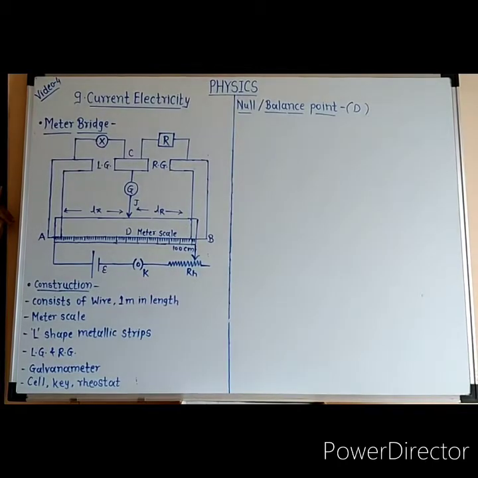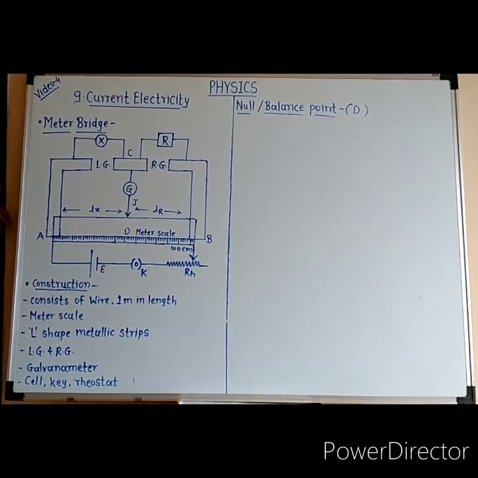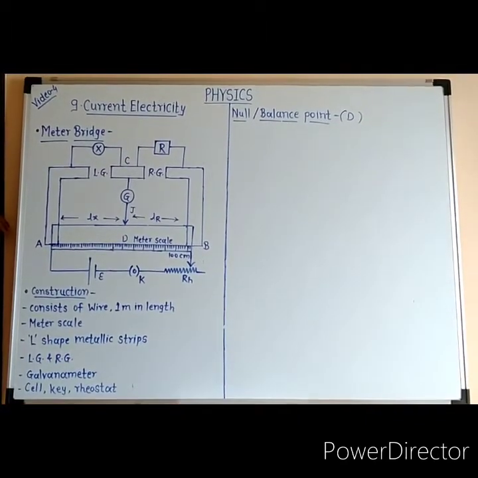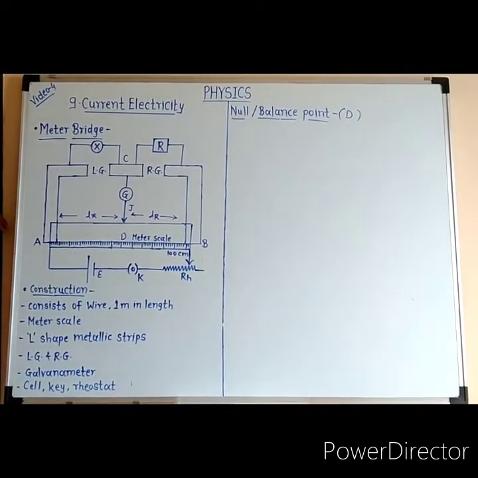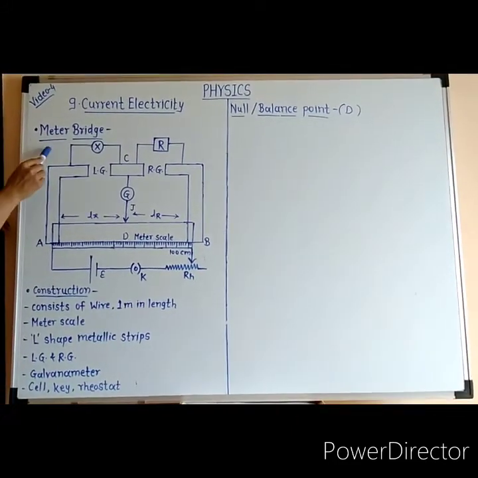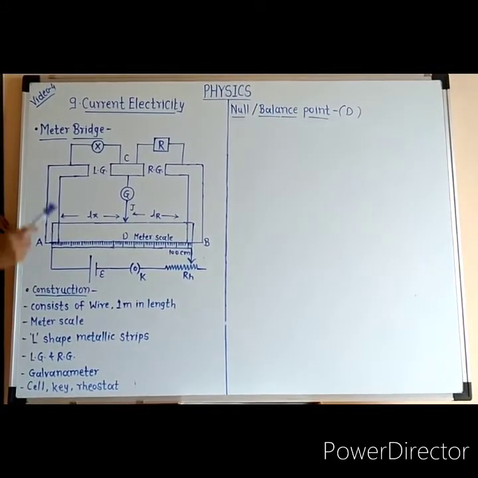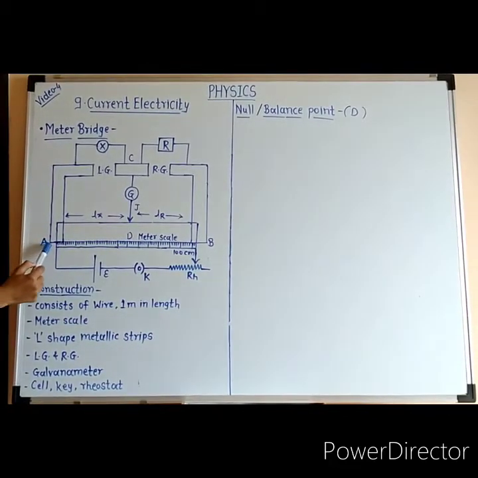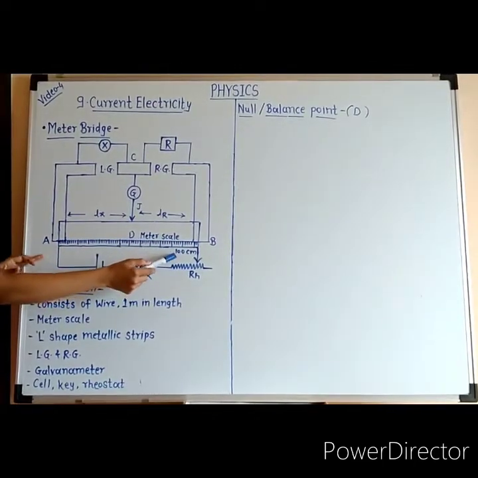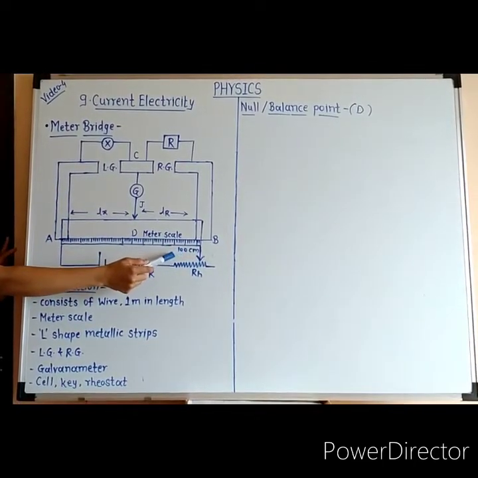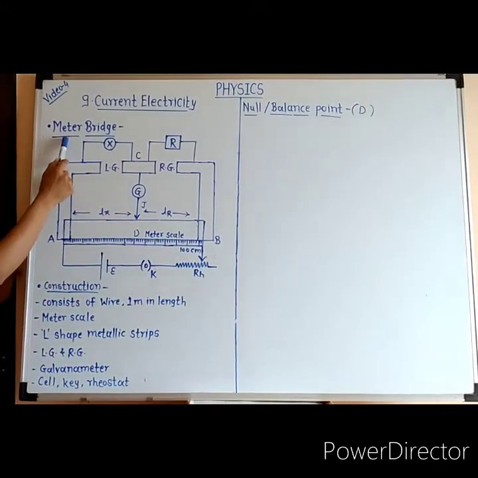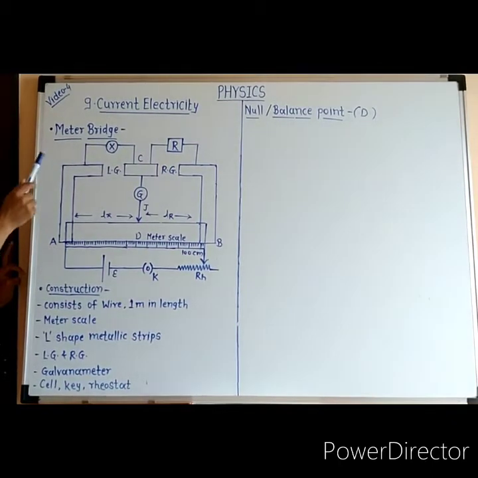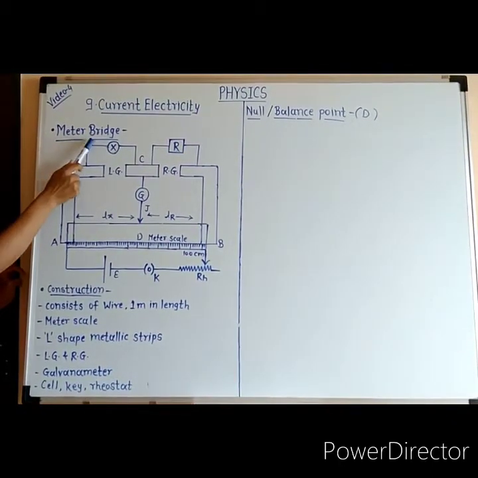We have discussed the Wheatstone bridge and the balancing condition for the Wheatstone bridge. In this session, we will see an application of the Wheatstone bridge, that is the meter bridge. Why is it said to be a meter bridge? Because it consists of a wire having a length of 1 meter or 100 centimeters. Hence, it is said to be a meter bridge. So, let us start with the first application, that is the meter bridge.